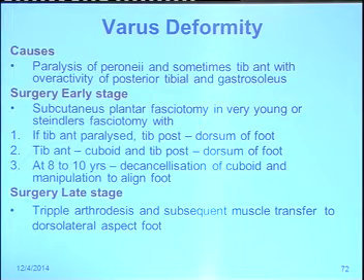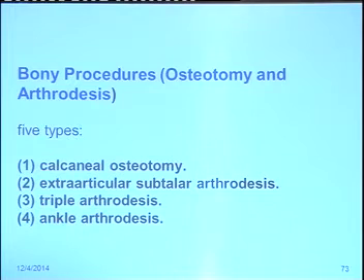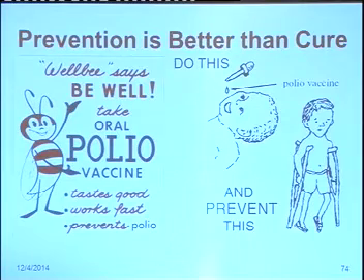Varus deformity is not very commonly seen with polio. The bony procedures that are done are calcaneal osteotomy, extra-articular subtalar arthrodesis, triple arthrodesis, and ankle arthrodesis. Of course, prevention is better than cure.